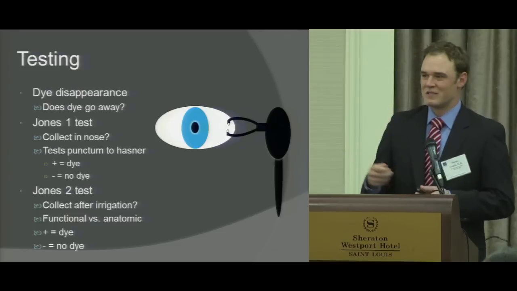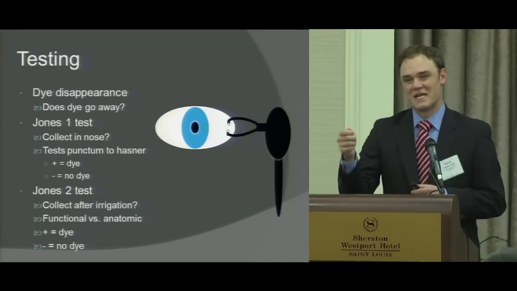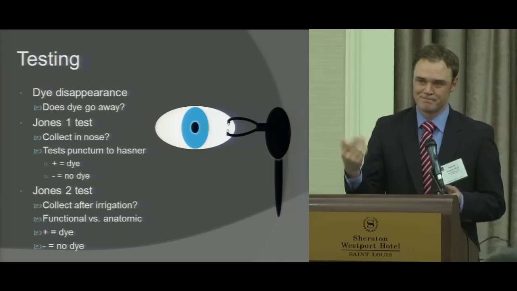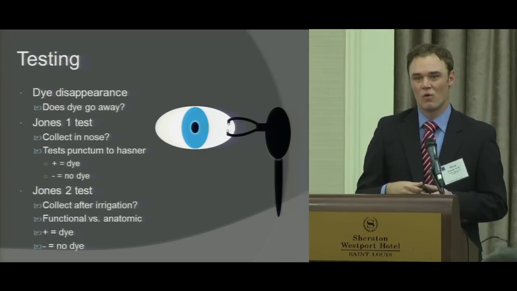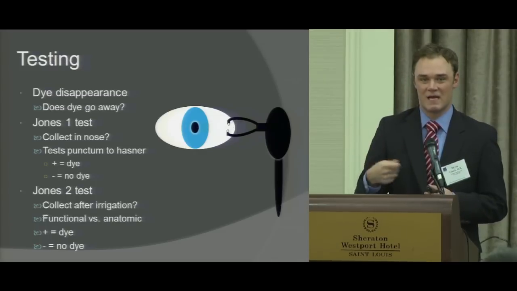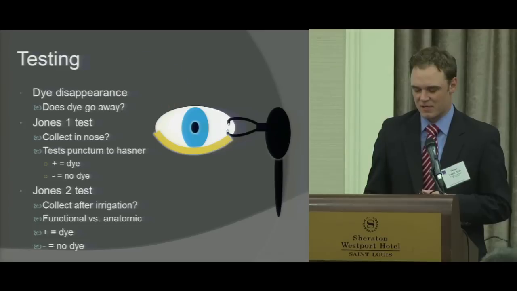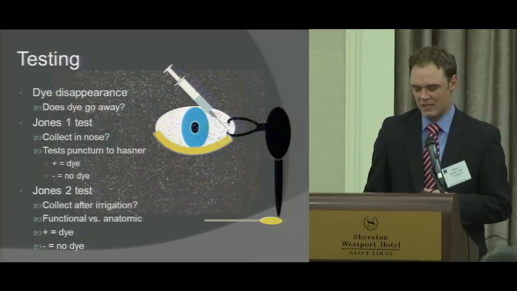You can also do testing, which I actually don't do, where you can take cotton swabs and you can stick it up in people's nose and see if you collect the dye. I don't know that that's really that helpful. Or you can irrigate the tear duct and see if the dye comes through. Really what I rely on, this is the dye disappearance test. This is just collecting it in the nose. And then this is irrigating and collecting it in the nose.